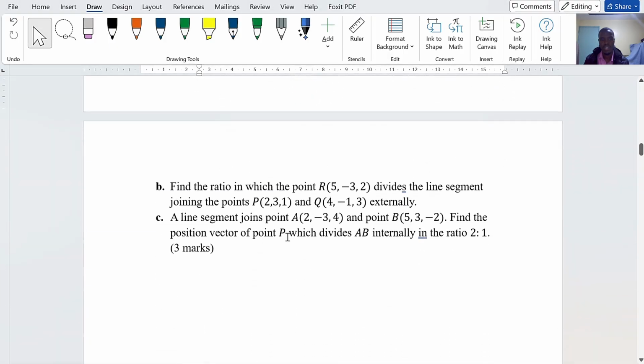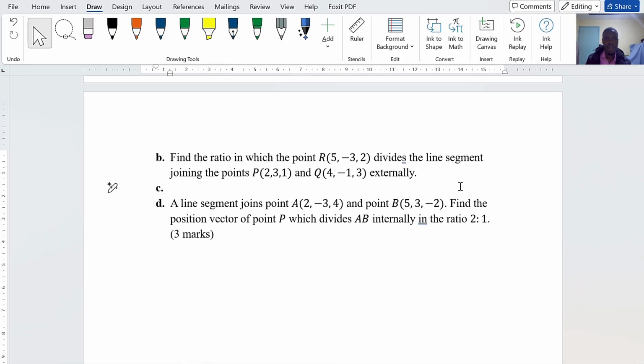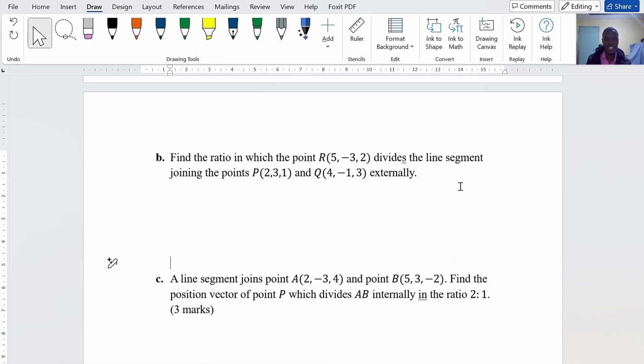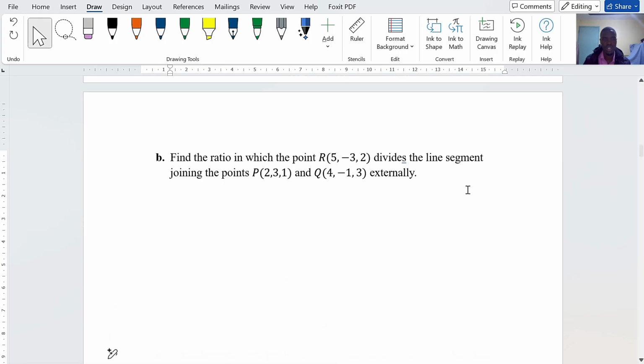Now the second question, which is B, we apply what we learn. So we apply the formula to solve the problem. Now the first question B for application is: find the ratio in which the point R divides the line segment joining the points P and Q externally.